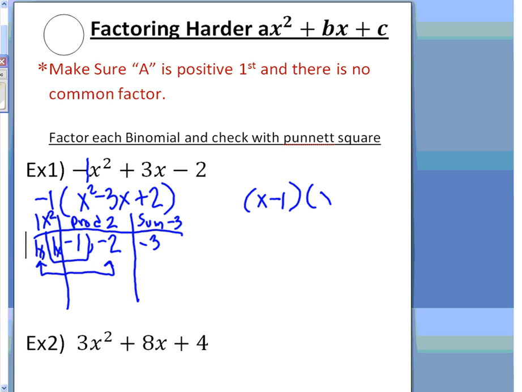And if you wrote that as your answer, you'd actually be wrong, because you got to remember at the very beginning of this problem, we factored out a negative 1, so we need to include a negative 1 in our answer. Negative 1 times x minus 1 times x minus 2. If I go ahead and do the Punnett square for this, I will end up with the x squared minus 3x plus 2, right? And then I'm going to have to multiply by the negative 1, and I'll end up back where I started. On your homework tonight, you do need to check the Punnett square. All right, let's go ahead and try another example.